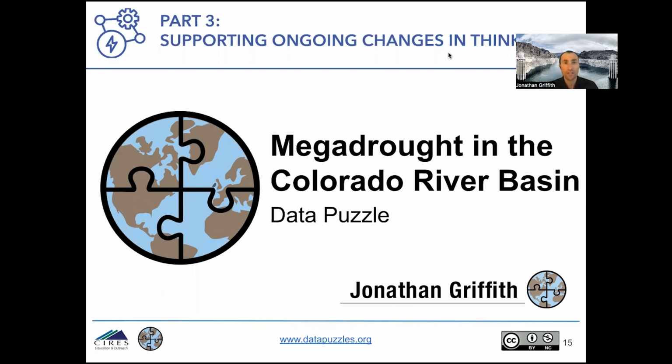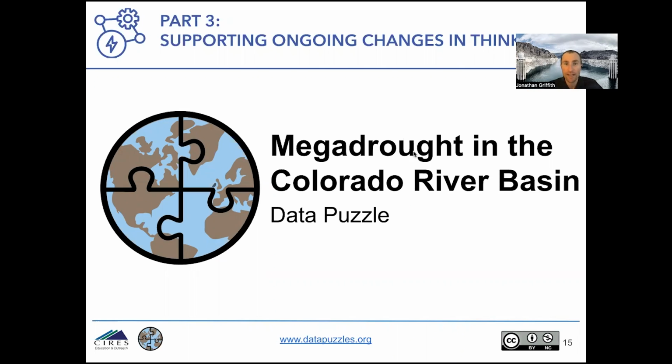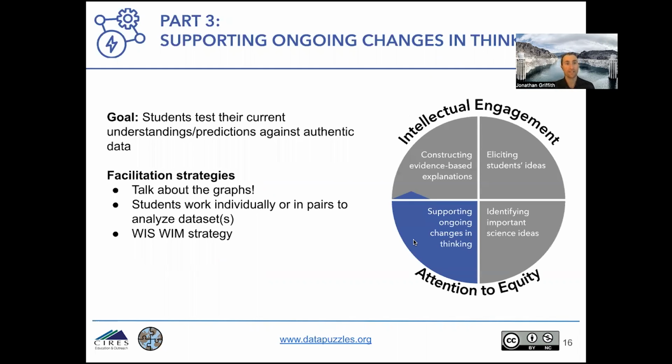In this video, I'm going to describe the supporting ongoing changes in thinking practice in the context of the Megadrought and the Colorado River Basin data puzzle. The goal of this practice is for students to test their current understandings, their current predictions for the investigative question against an authentic data set.